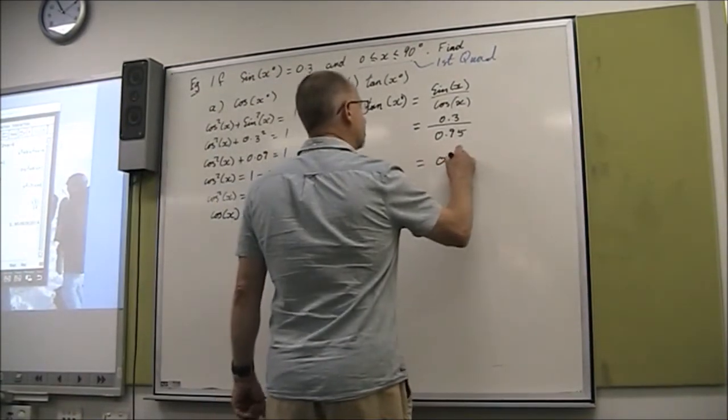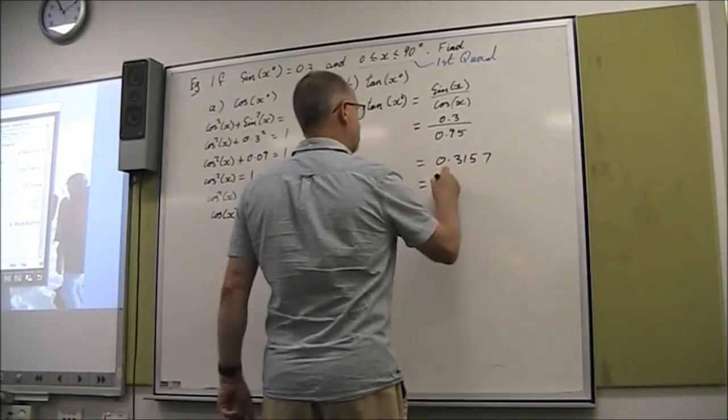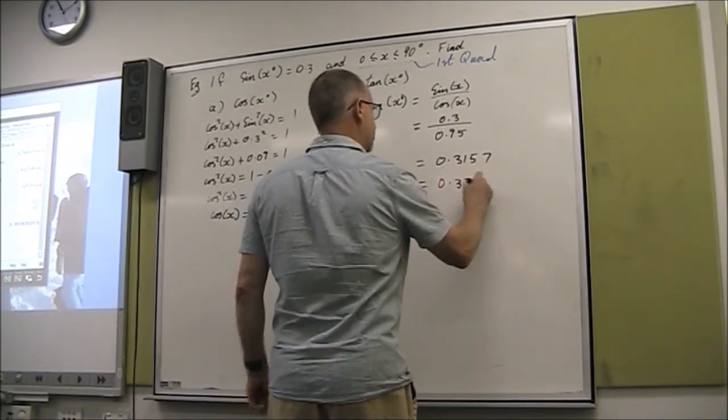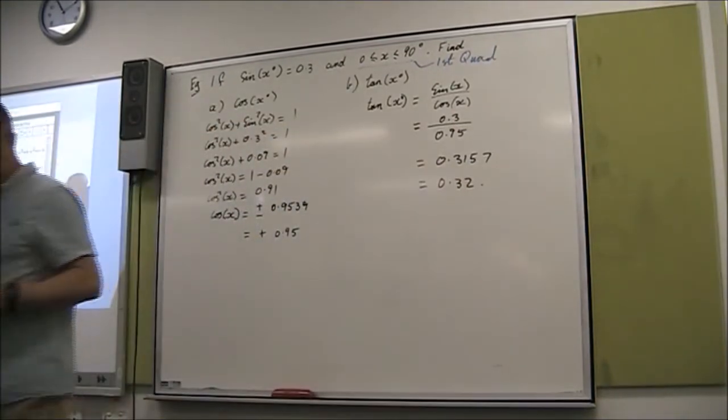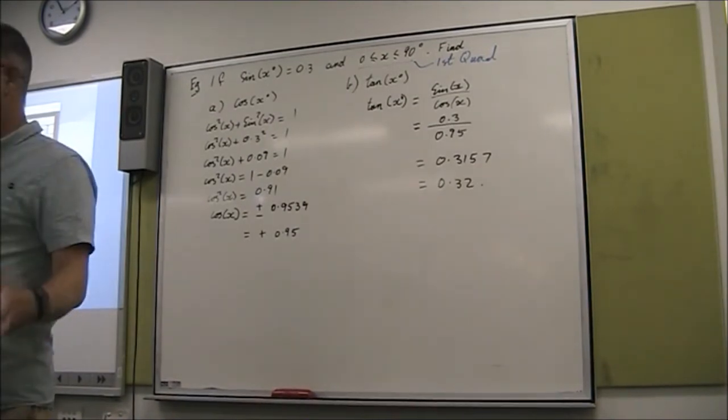0.3157. 3157. So it seems I've used 2 there. So I'll go 0.32. In the exam, you have to write true DT in brackets. No, because they will ask you in the exam to do it to a certain number of decimal places.